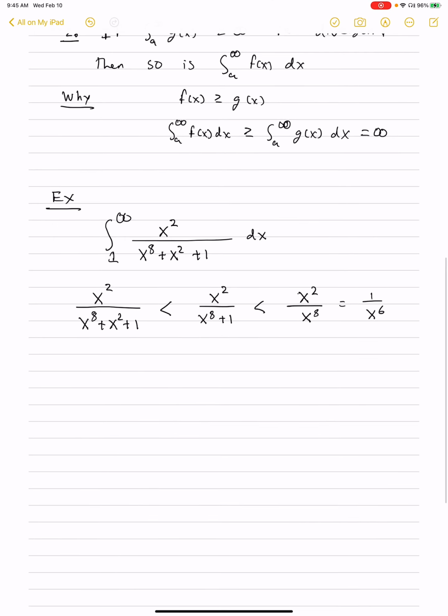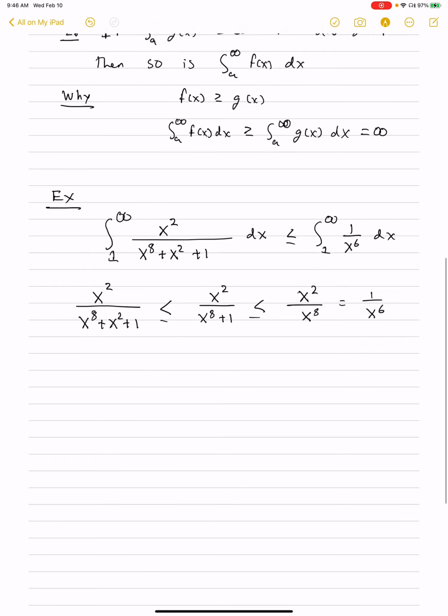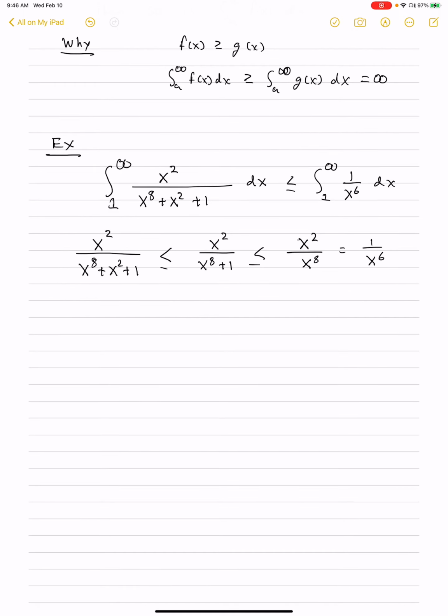Now, I don't actually want to compute this integral because it's very difficult to integrate. Maybe if you're lucky, some sort of substitution or partial fractions, but I just prefer not to deal with it. And I'll put less than or equal to here. It's less than or equal to this integral from 1 to infinity of 1 over x to the 6 dx. Okay, and let's figure out if that is convergent.